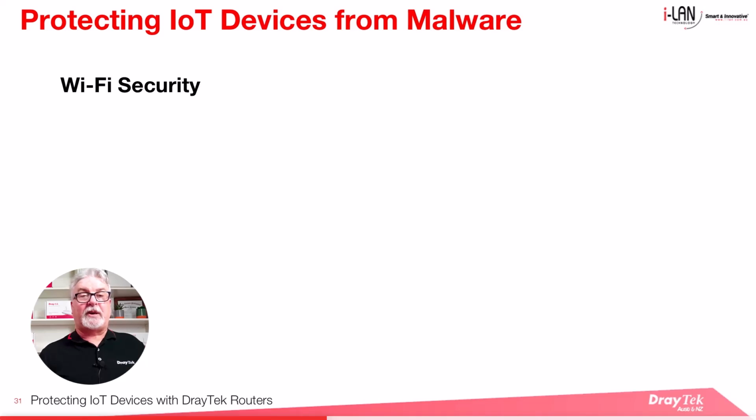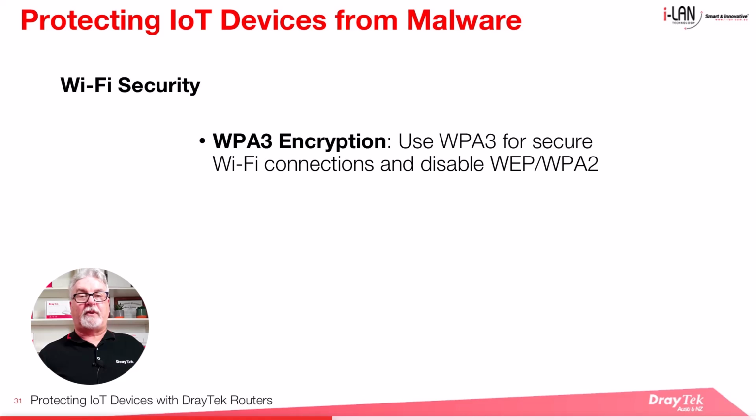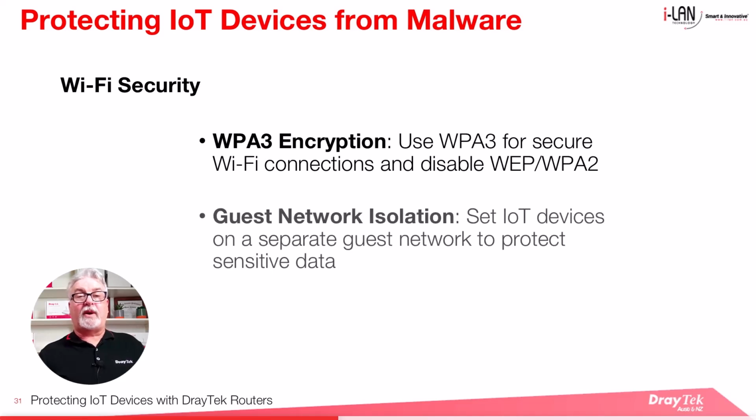As mentioned earlier, since most IoT devices are connected to the internet via Wi-Fi, it's essential to have the best Wi-Fi security. So ensure IoT devices use WPA3 encryption. This provides the highest level of wireless security. Also disable older insecure protocols like WEP or WPA2. DrayTek Routers also support guest networks to isolate visitors from the main network. One way this can be used is to put all IoT devices on a guest network. This will prevent them from interacting directly with sensitive data or systems on the main network.